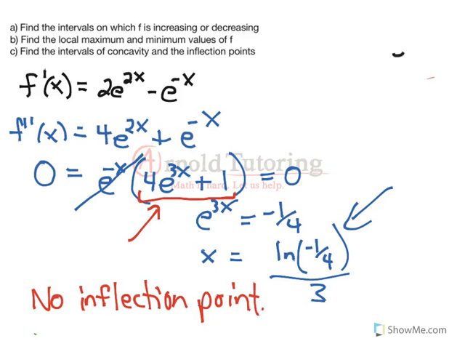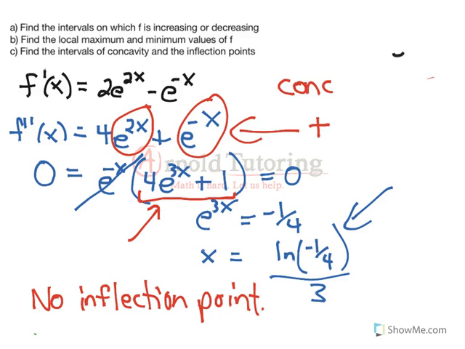We just now need to figure out what the concavity is. So is it concave up or concave down? Well, this is our second derivative. Both the exponential functions are always positive, so we know our second derivative is always positive. A positive second derivative means it's concave up from negative infinity to infinity. So this is a lot easier actually because there was no value that made it 0 and we didn't have to test either side. We just had to realize that the exponential functions are always positive no matter what x is.